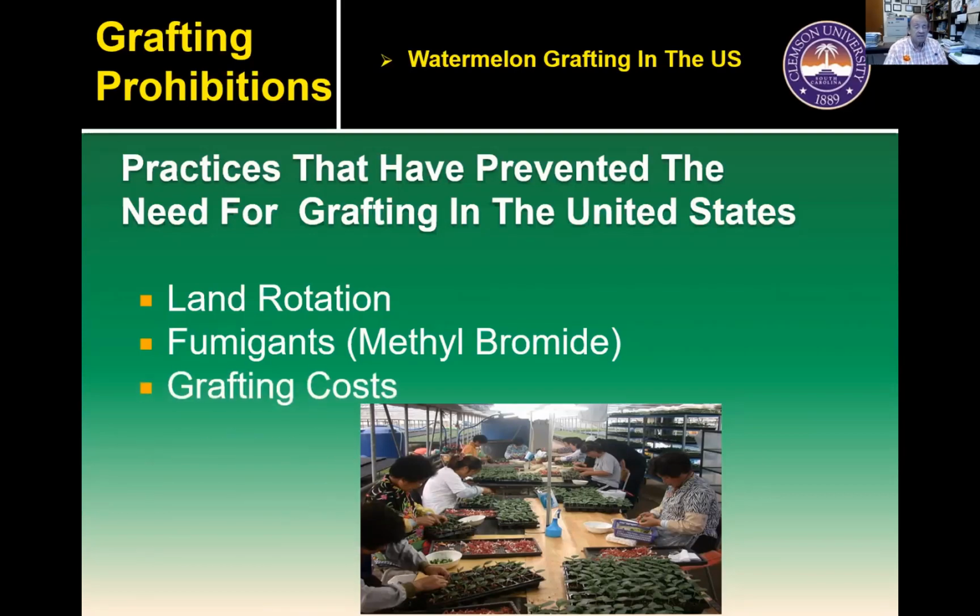And the main reason that we haven't got into grafting is due to grafting costs. And that's a lot of what I'm going to talk to you about today: the cost of grafting, what we can do to improve upon that, and what we can do to alter that somewhat so that we can make it affordable here in the US to be competitive in the grafting market.